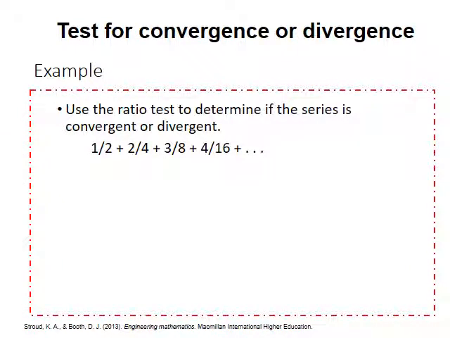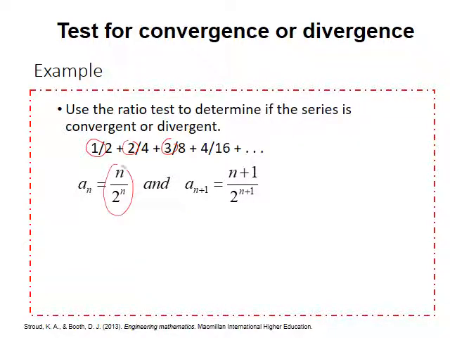Now use the ratio test to determine if the series is convergent or divergent. He gave you here the series. It seems we need to find the formula. So 1, 2, 3, this is n. 2, 4, this can be written as 2 to the power n. So I wrote the formula here first. Then every n is changed into n plus 1. You see here n changed to n plus 1 square, and 2 to the power n changed to 2 to the power n plus 1.